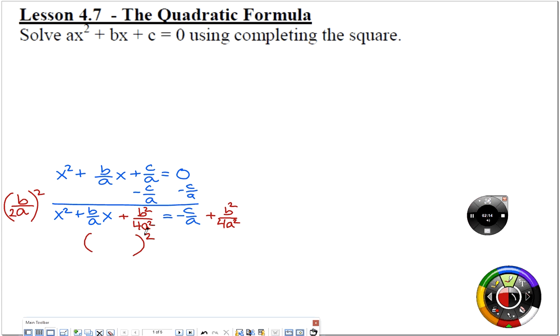Okay? So this factor would have what as the first term? X. And then what as the second term? Good. The stuff that was squared to make this. And should it be plus or minus between them? Plus. Okay.